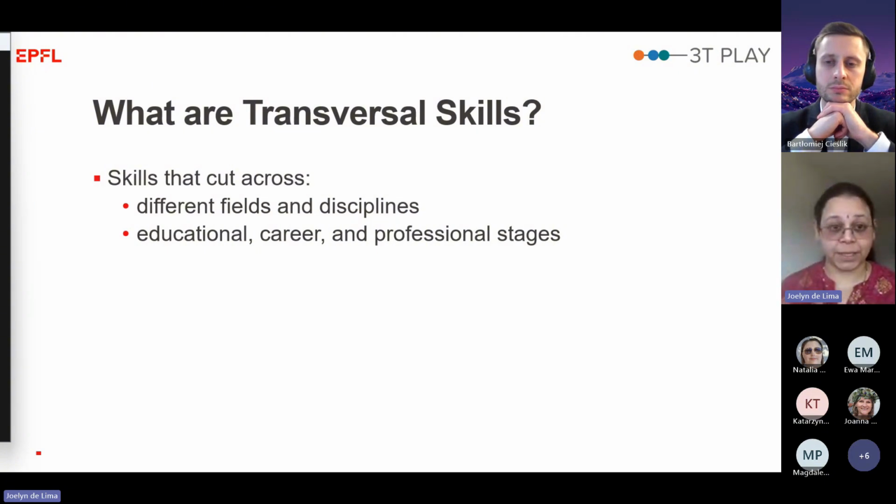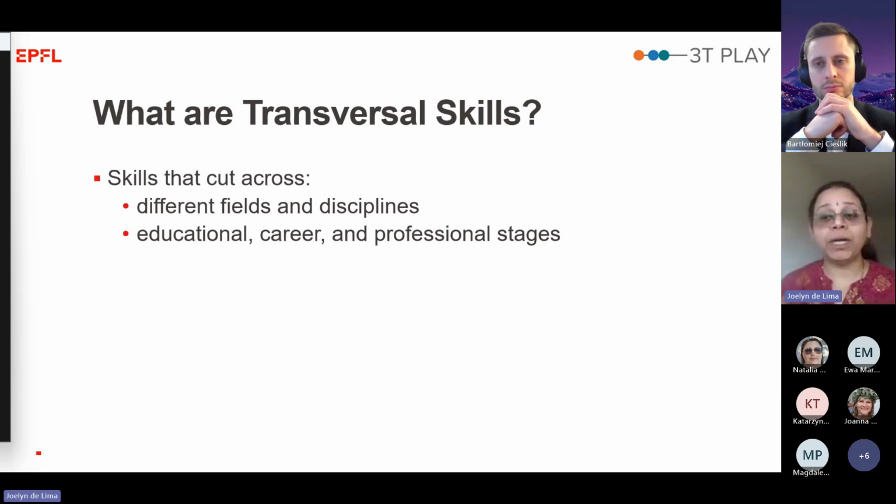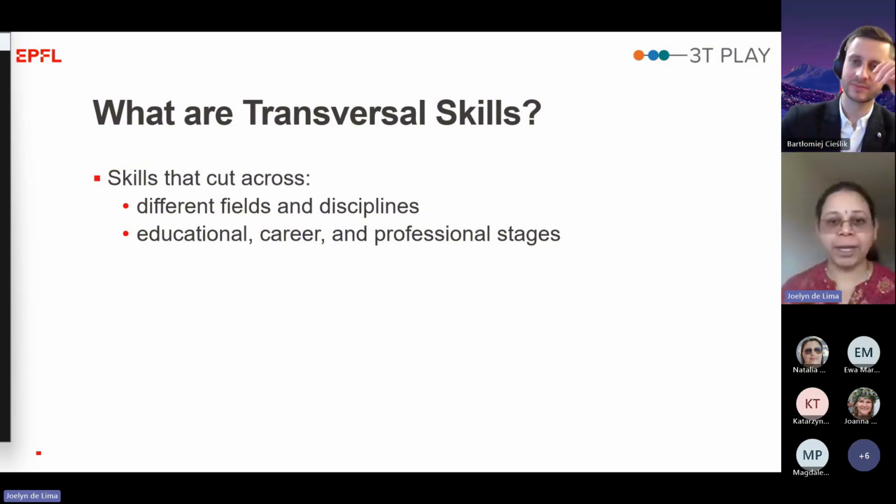and professional stages. Now, different people use different words to define these set of skills. Some of the words that are used are soft skills. Now, we really don't like that because that makes it sound as if, oh, it's soft, which means it's easy, so I can just learn it. But not really. These are sometimes the really, really difficult skills, the really hard skills to learn.